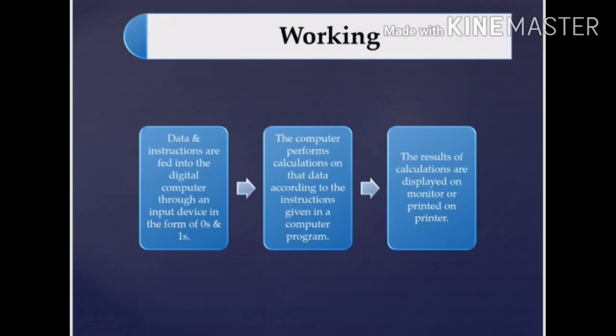How digital computer works. Data and instructions are fed into the digital computer through an input device in the form of zeros and ones. The computer performs calculations on that data according to the instructions given in a computer program. The result of calculations are displayed on monitor or printed on a printer.